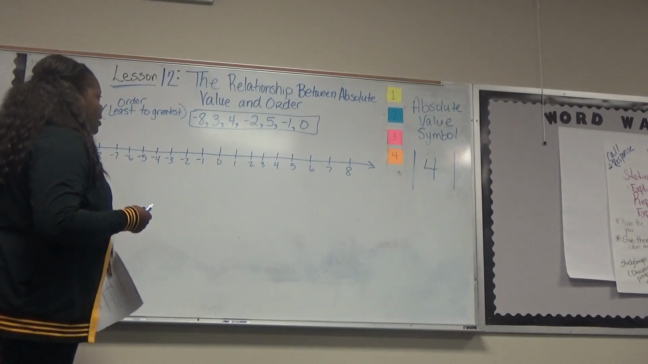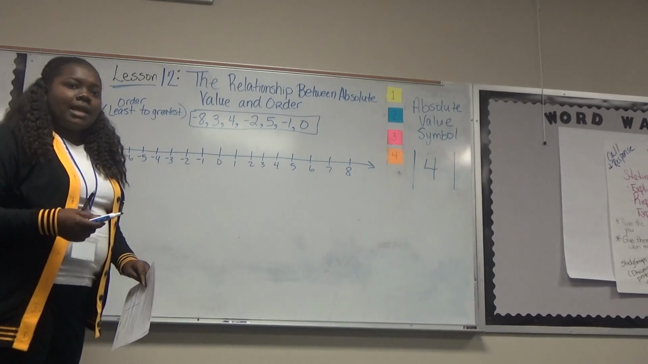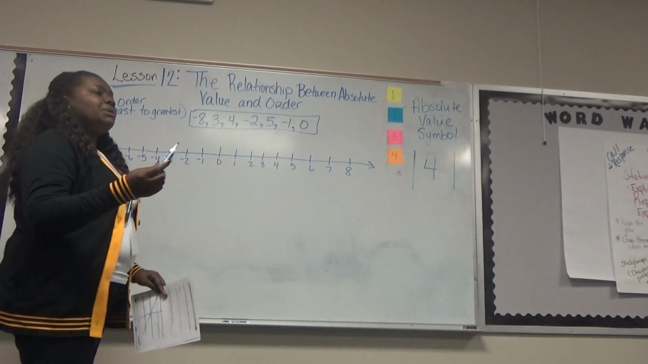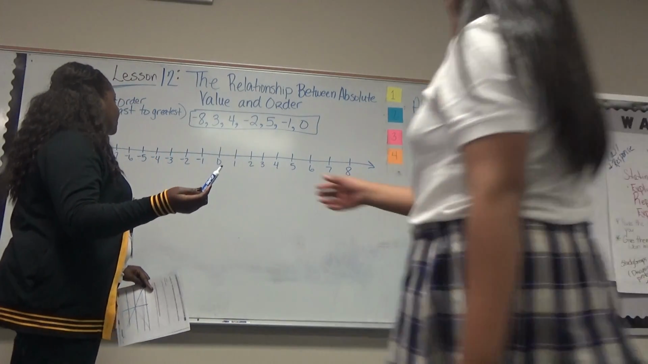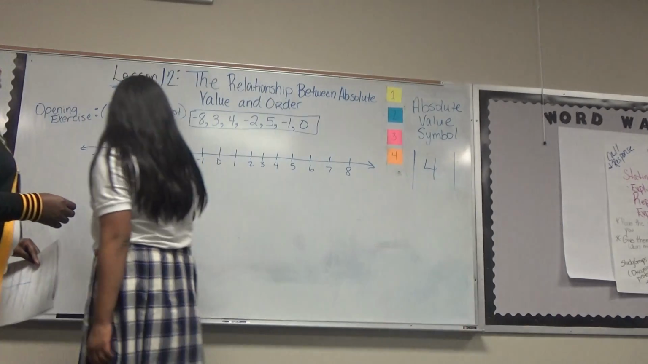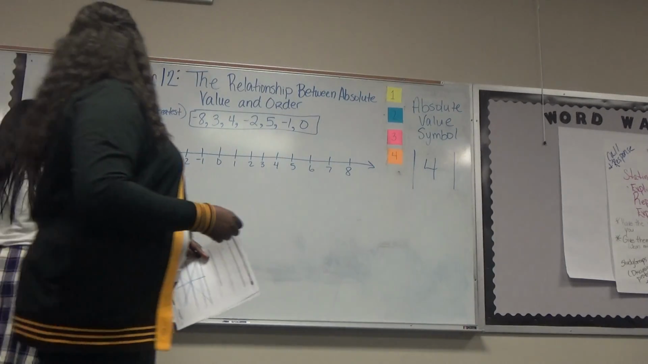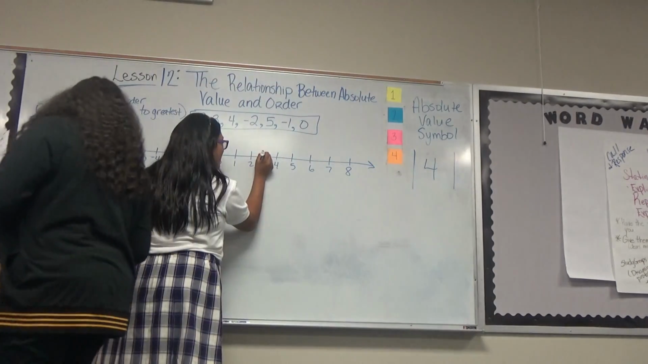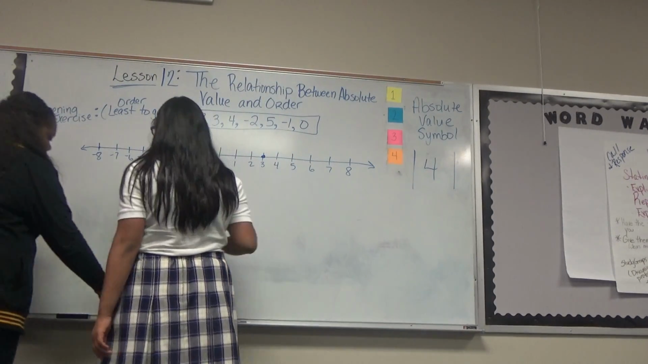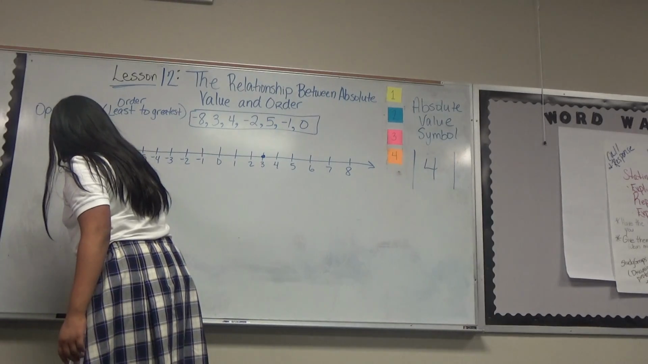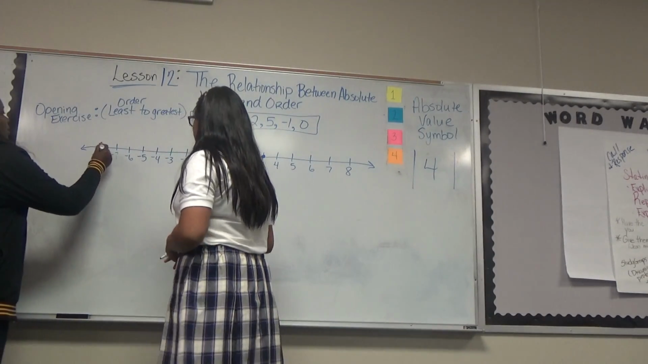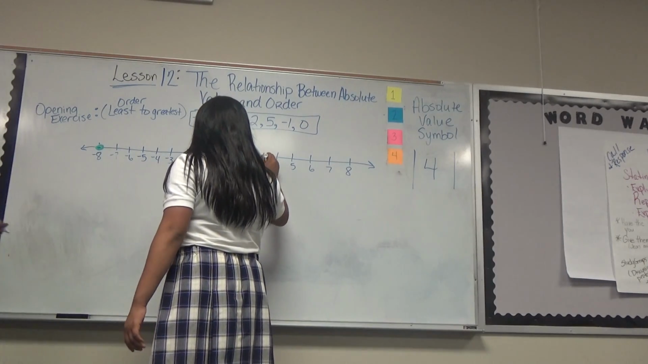So our first number is -8. Nayeli, come on up and graph -8 for me. Just put a dot on -8. Then I want you to put a dot on +3. Put a big one so they can see it. Really big dot. Put a big one on 8. Alright, make it darker.